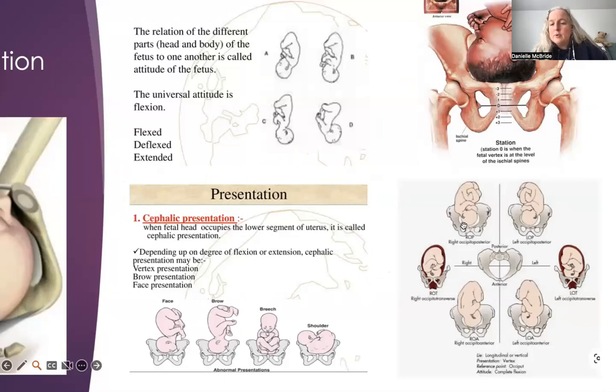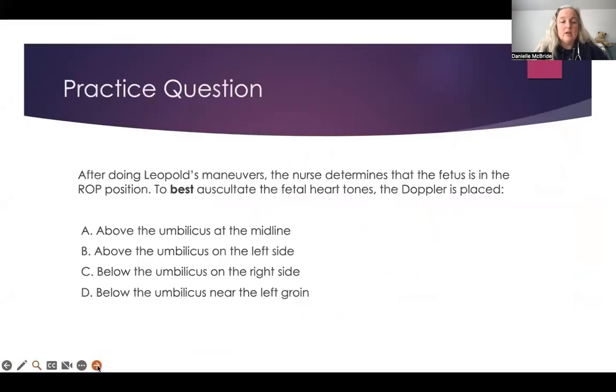Here, right occiput posterior. So the baby's back, you can see, is on mom's right side. And the head is down. So by thinking about this, we know that we could Doppler on mom's right side, because that's where the back is, and that's the best place to hear the heartbeat. And we're going to do it below the belly button because the head is down. And so C is the best answer for this.